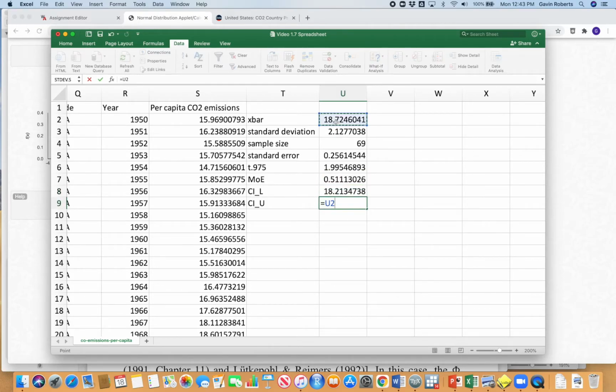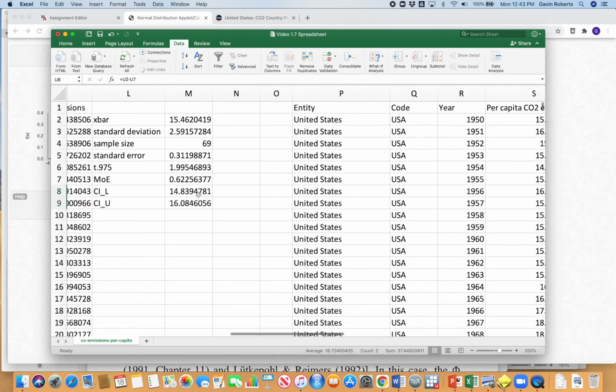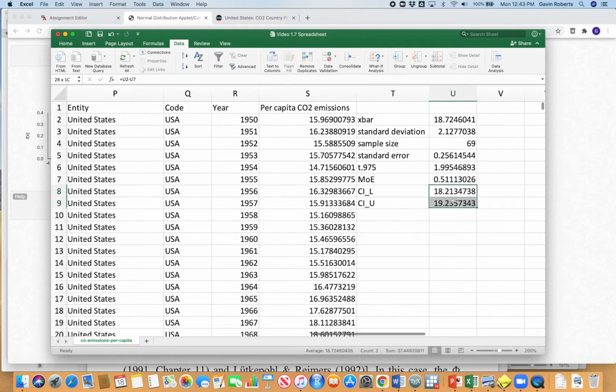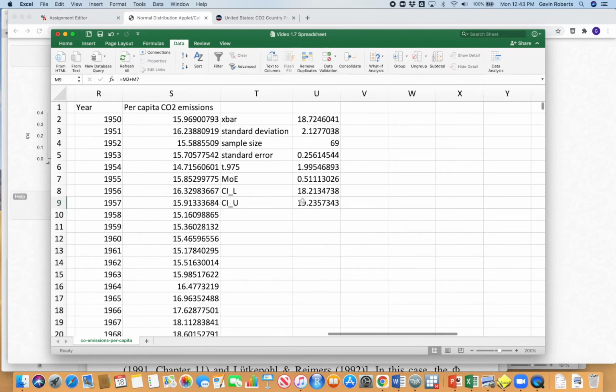So now I'm adding and subtracting my margin of error from my sample mean to get my confidence interval, right? Now, one thing we can say is now we can make a comparison. Notice that the upper limit of the 95% confidence interval is below the lower limit of the 95% confidence interval for the United States. That means that now we are quite confident that CO2 emissions per capita are higher in the United States than Canada.